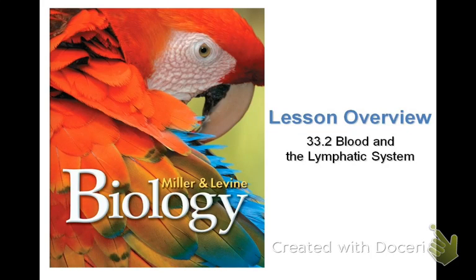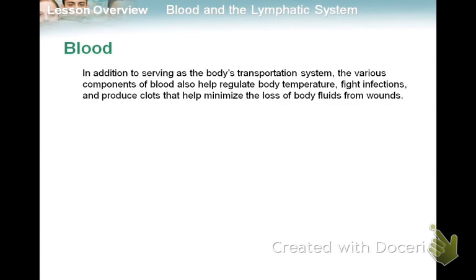Today's section is about blood and the lymphatic system. So first of all, we've talked already about the function of blood is to get nutrients and oxygen to the body's cells and remove waste products and carbon dioxide from the body's cells. So that's the transportation system part of it.